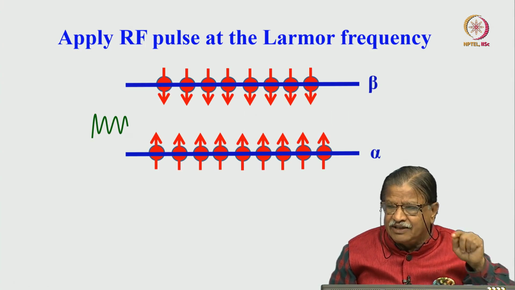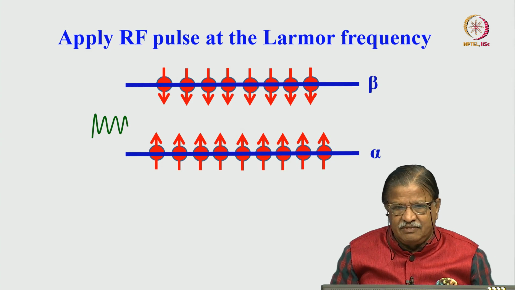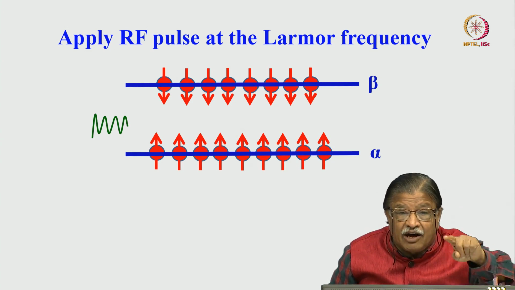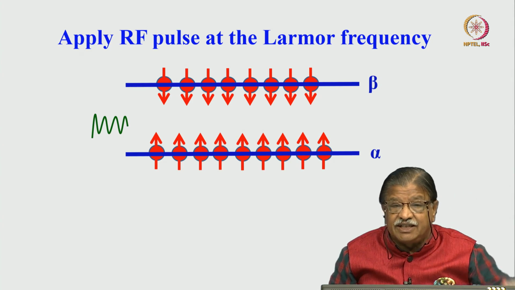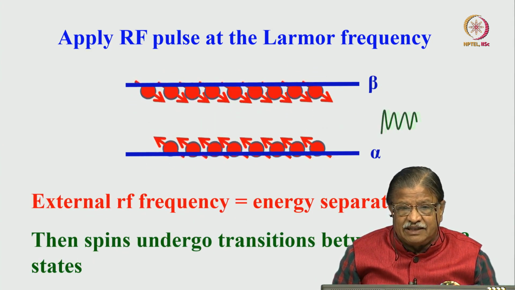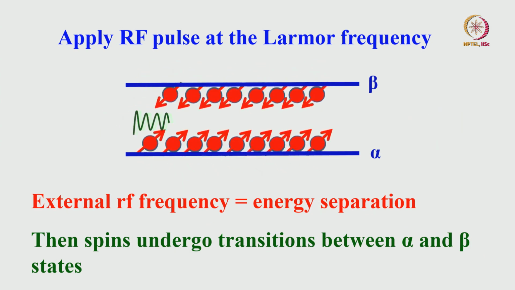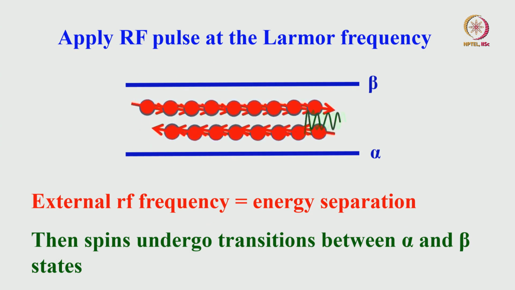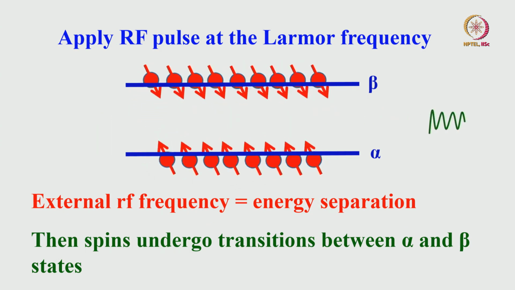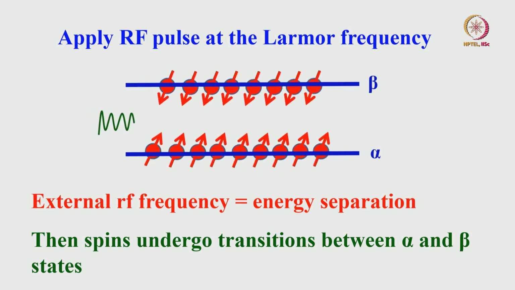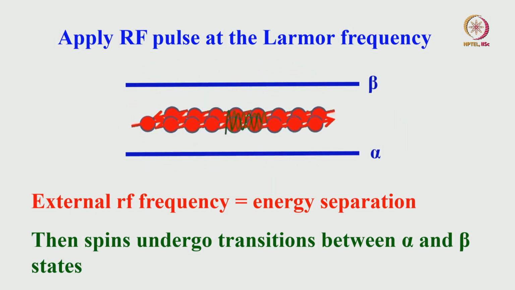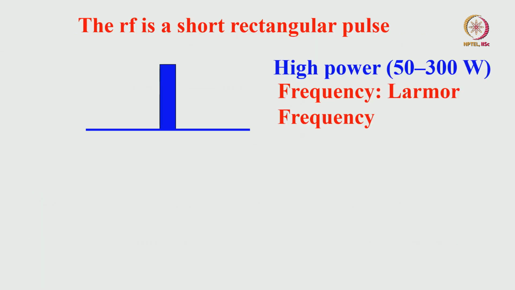For inducing resonance you must apply a radio frequency pulse. The radio frequency pulse should be applied at the Larmor frequency, the resonating frequency. When I apply a radio frequency pulse like this, the nuclear spins in the lower energy state go to the higher energy state, and the spins in the higher energy state come to the lower energy state. And now what is happening? We are going to detect the signal, which is the difference between these two populations. That is why the population difference is very important in seeing the signal.